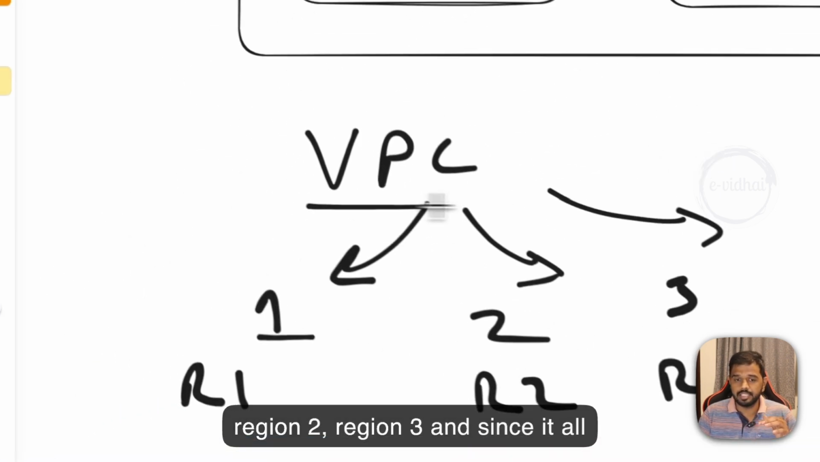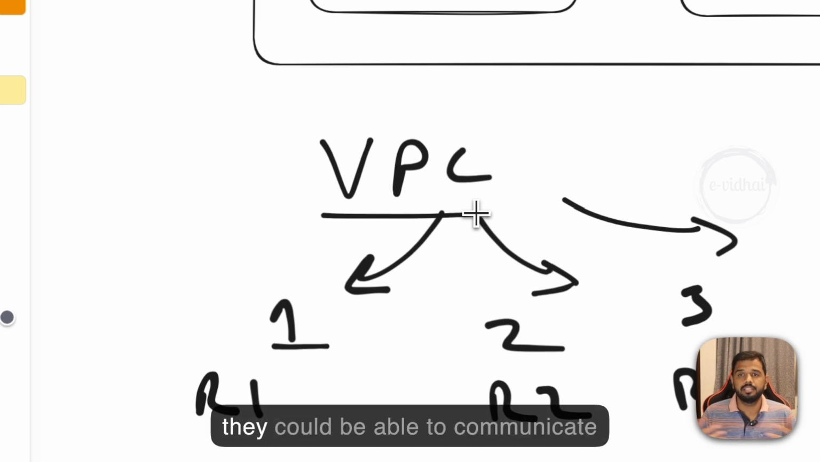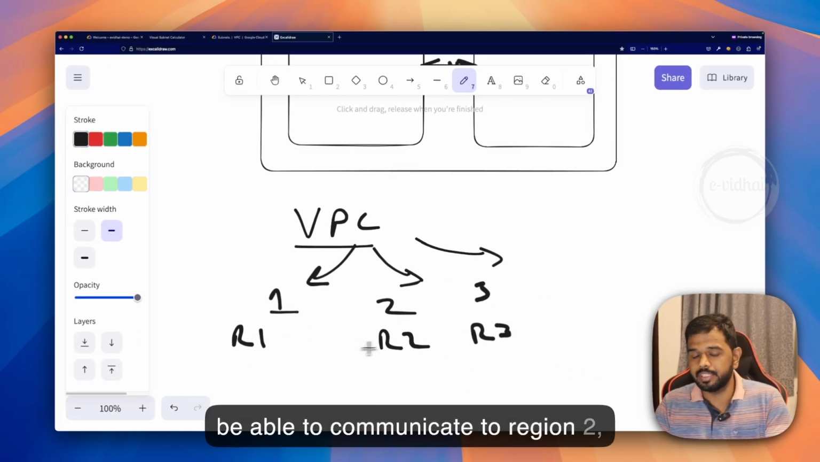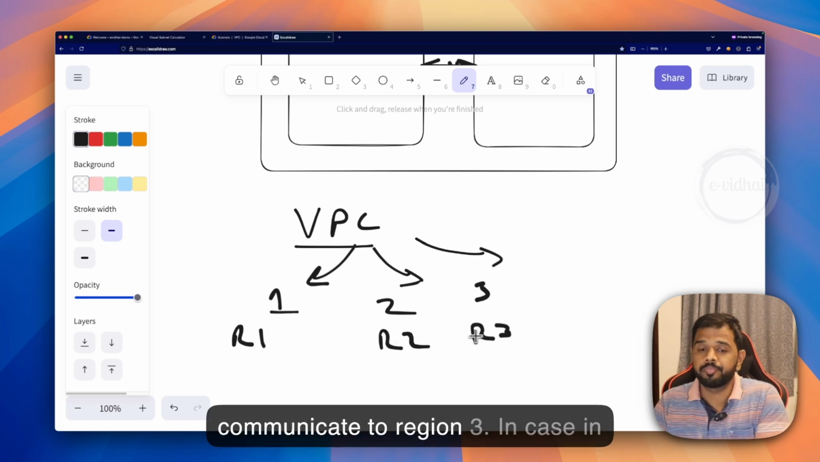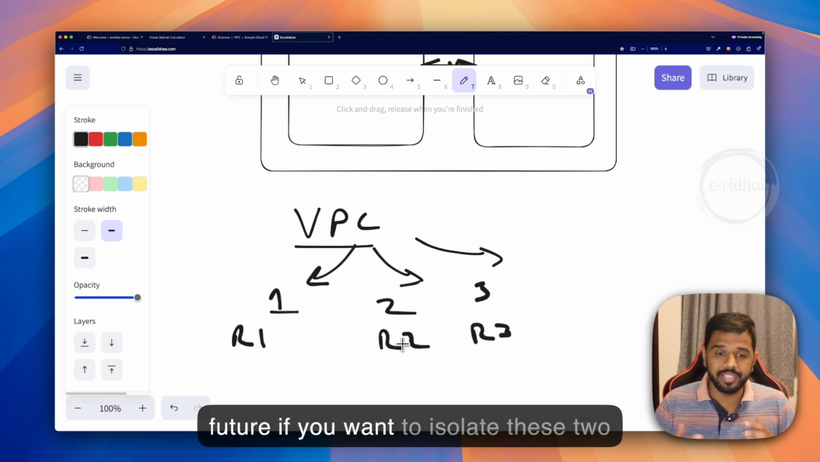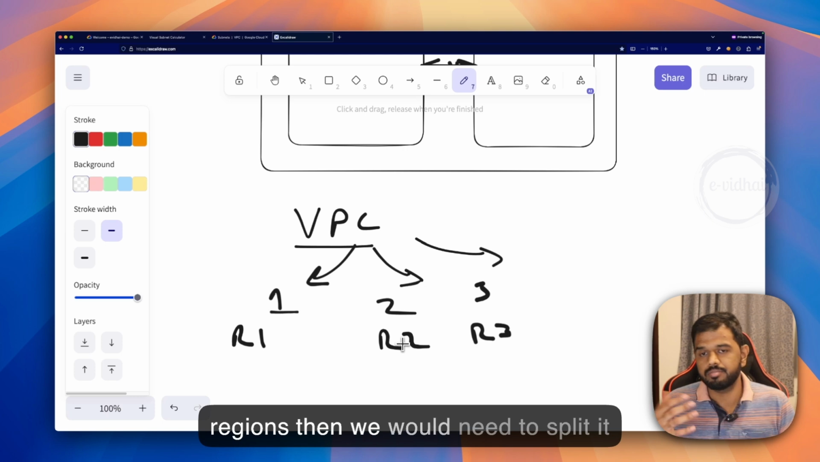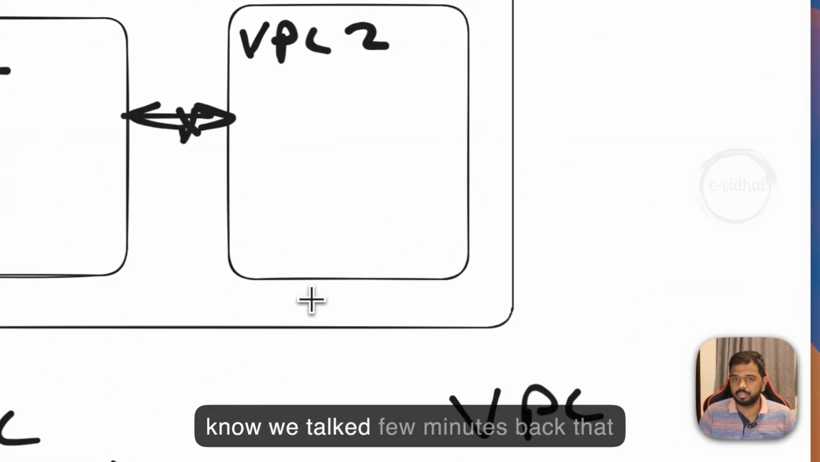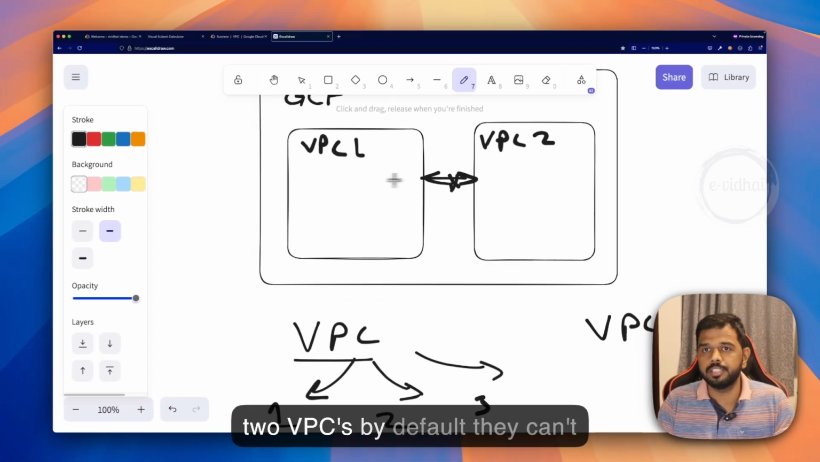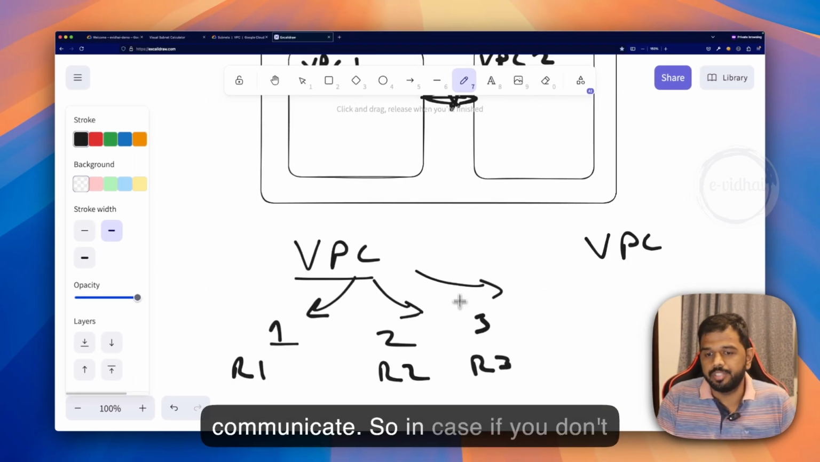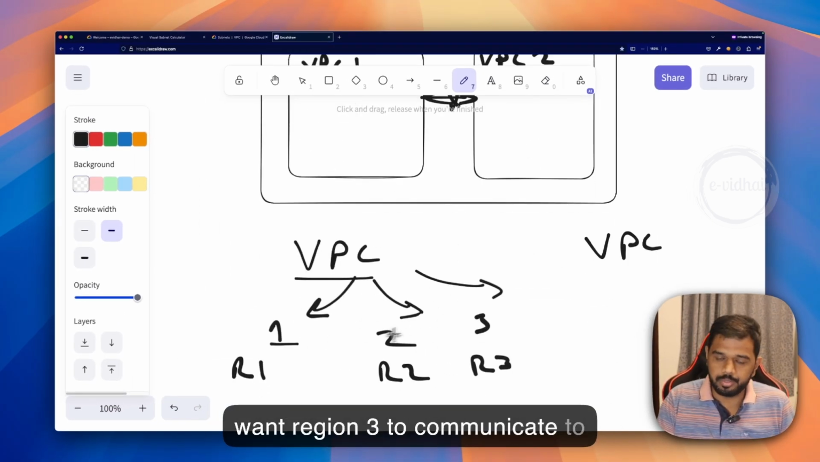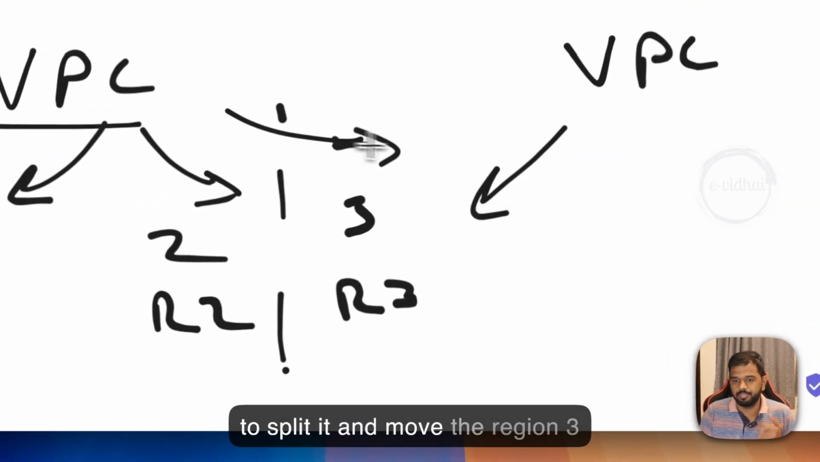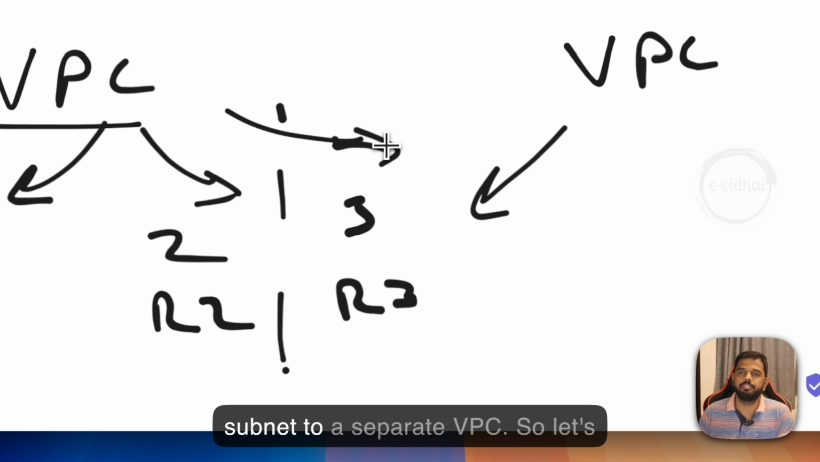And since they all belong to the same VPC, by default they are able to communicate with each other. That is, region 1 can communicate with region 2, region 2 can communicate with region 3. In case in future you want to isolate these two regions, then we would need to split it into a separate VPC, because as we talked a few minutes back, two VPCs by default can't communicate. So if you don't want region 3 to communicate with those two regions' VPC, then you split it and move the region 3 subnet to a separate VPC.